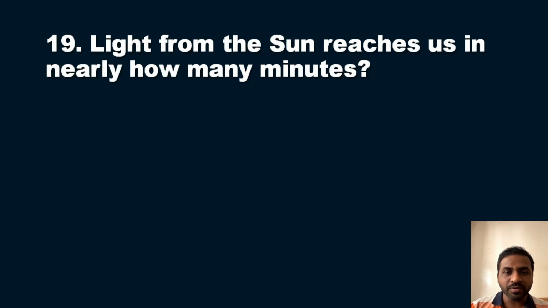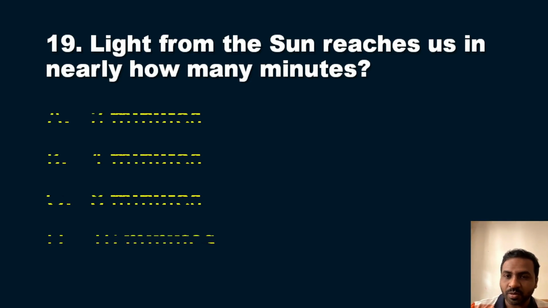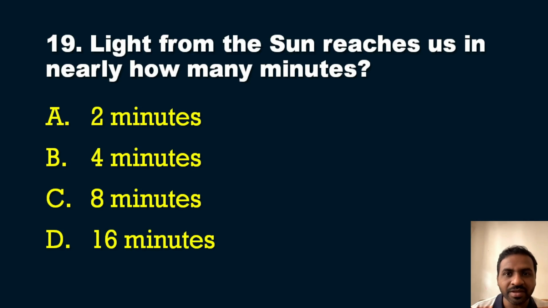Now we'll move on to the second last question in our series, and it is a GK question. The question is, light from the sun reaches us in nearly how many minutes? The options are: option A, 2 minutes; option B, 4 minutes; option C, 8 minutes; and option D, 16 minutes. So what is the speed of light, and how much time will it take to reach us from the sun? The answer is option C, 8 minutes.